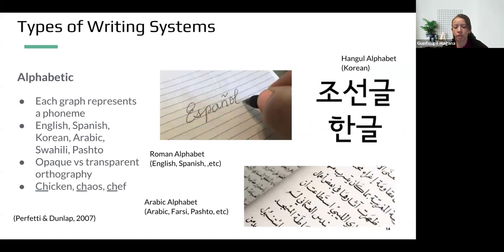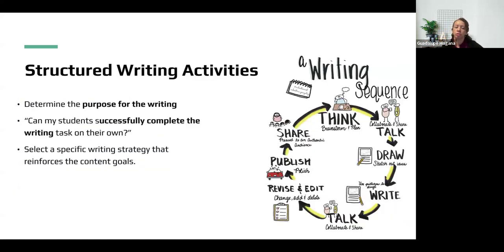Before I keep going, has anybody experienced any of this with your ELL students when it comes to reading or writing? Feel free to unmute yourself and just share.